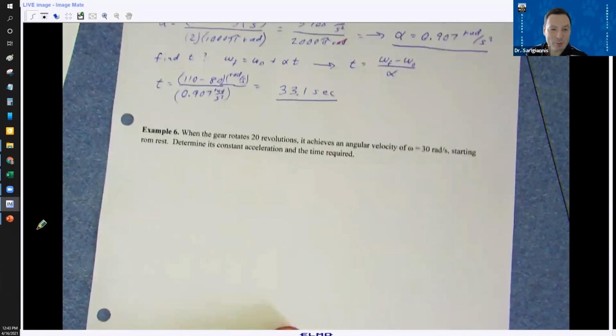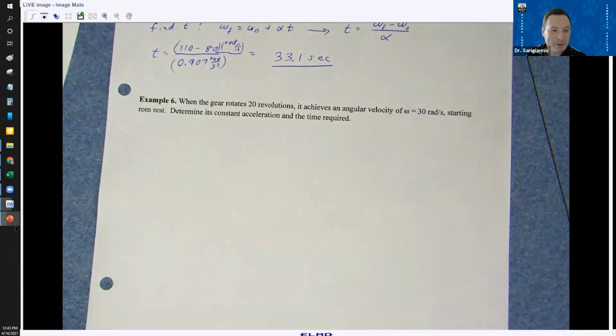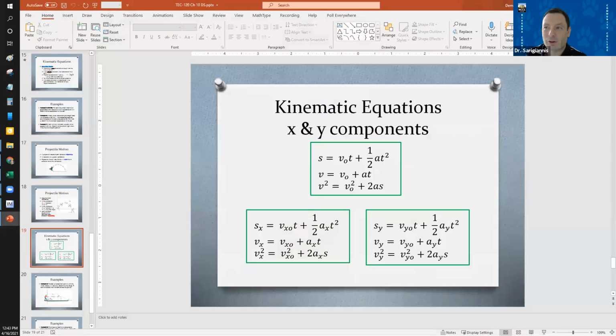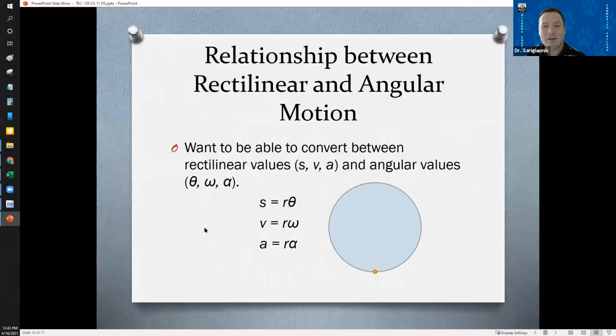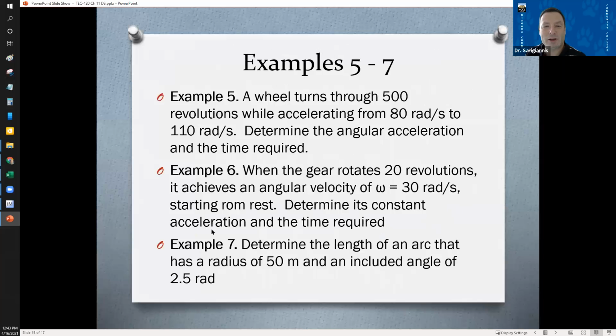Let's see, do I have time for one more? I do. Maybe. Let me close this. This is just distracting me. All right. Number 6, let's read it up here. When a gear rotates 20 revolutions, it achieves an angular velocity of 30 radians per second starting from rest. Determine its constant acceleration and the time required.